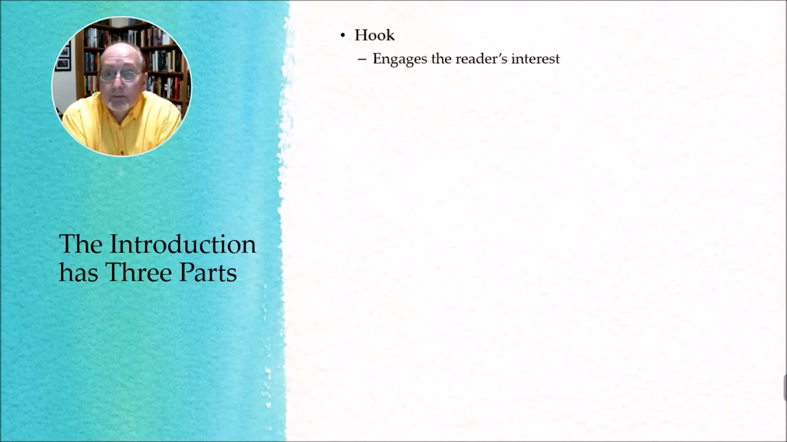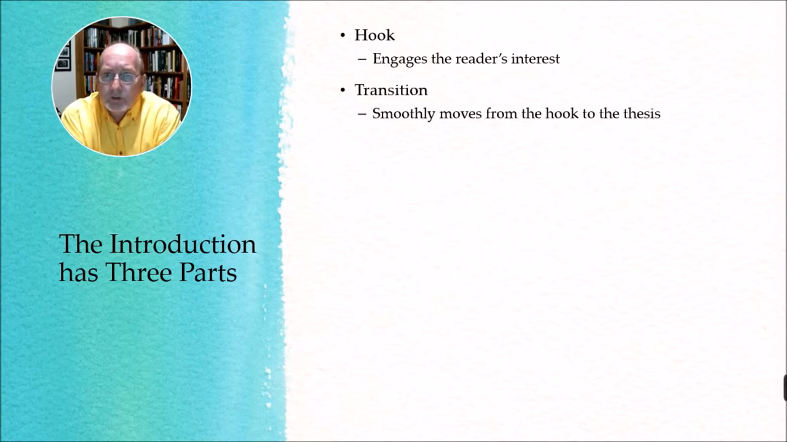It has three parts. Sometimes we call the first sentence a hook, and it could be more than one sentence, but it's where you engage the reader's interest with a personal anecdote, a quote, or a statistic. Then we have a transition, which moves the reader smoothly from the hook to the thesis, which itself has three parts: a subject, opinion, and a reason.